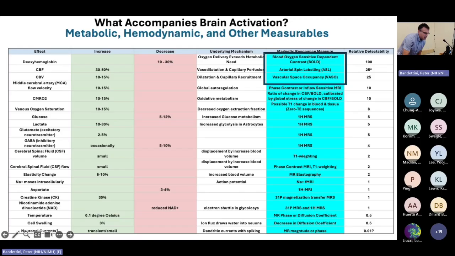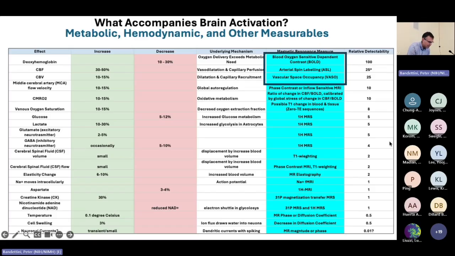But then beyond that, you have temperature. So the brain actually gets a little bit hotter; the temperature increases a little bit during activation. And some people have been able to measure this either using diffusion imaging, since the diffusion coefficient changes slightly with temperature, but also phase contrast imaging, which is very sensitive to changes in the resonant frequency of water with temperature. So that's another technique. It's extremely insensitive, but it's something that's there.